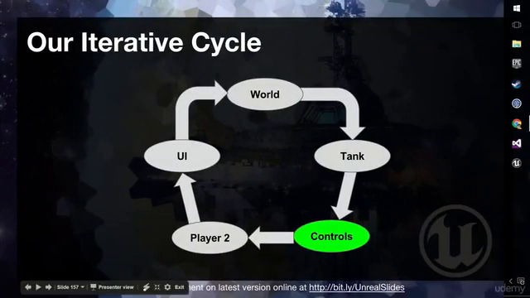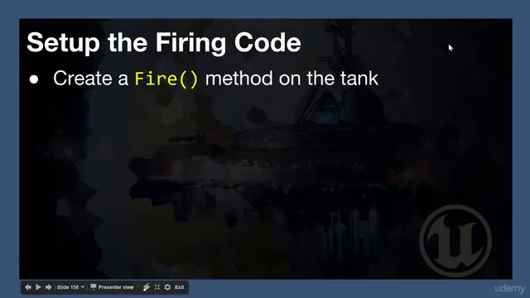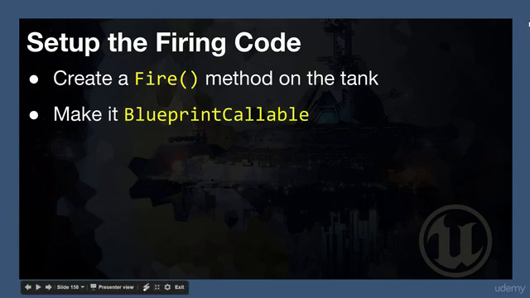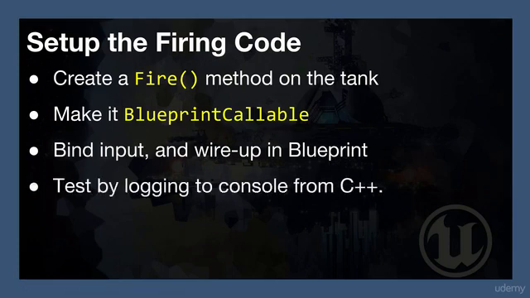So your challenge is as follows. Set up the firing code. Create a fire method on the tank. Make it blueprint callable, so we can call it from blueprint. Bind input and wire up in blueprint. And then test by logging to the console from C++. You might want to copy or move one of your previous log messages, so that we don't have too many log messages hanging around. Okay, so go ahead, pause the video, see if you can wire that up now, so that when you click, say, the left mouse button, you get a log in the console to say that the tank has fired.